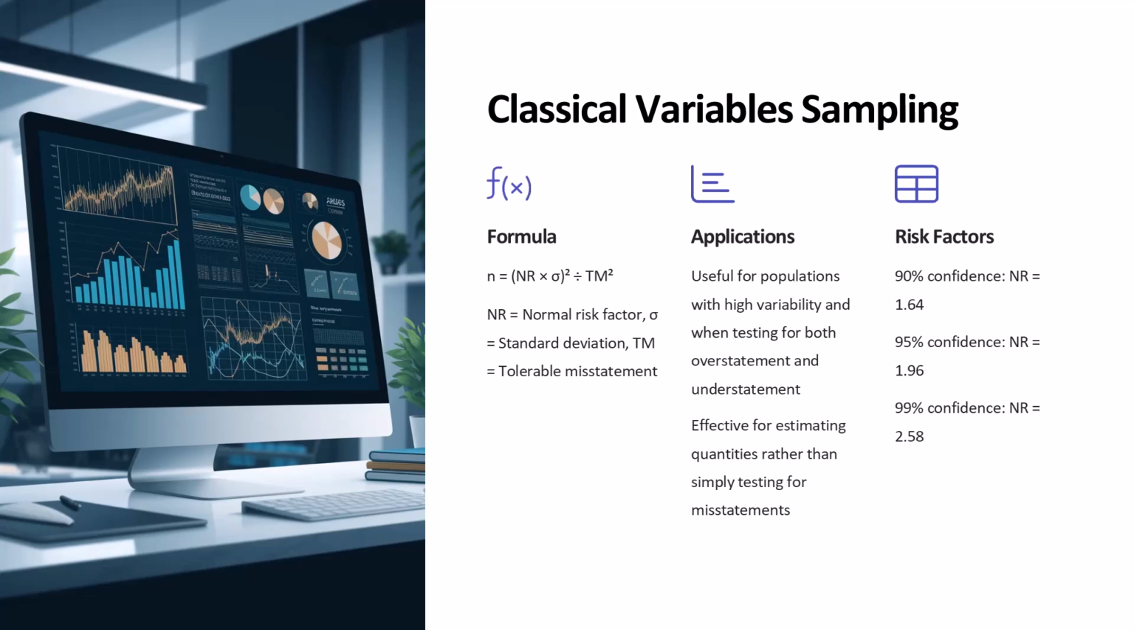The normal risk factors come directly from the standard normal distribution: 1.64 for 90% confidence, 1.96 for 95% confidence, and 2.58 for 99% confidence. Note these are different from the MUS risk factors we discussed earlier because they're based on different statistical distributions.